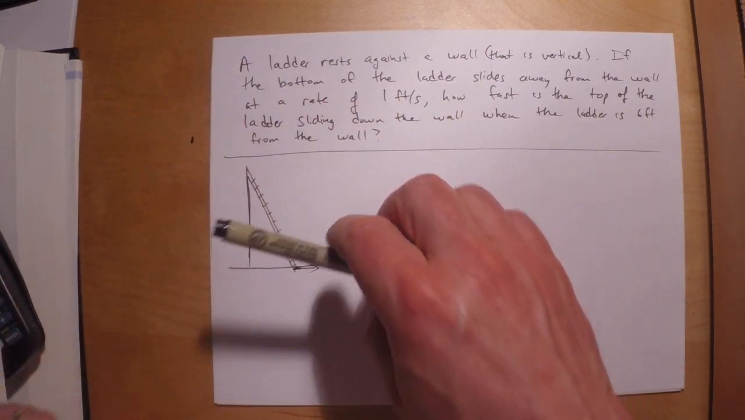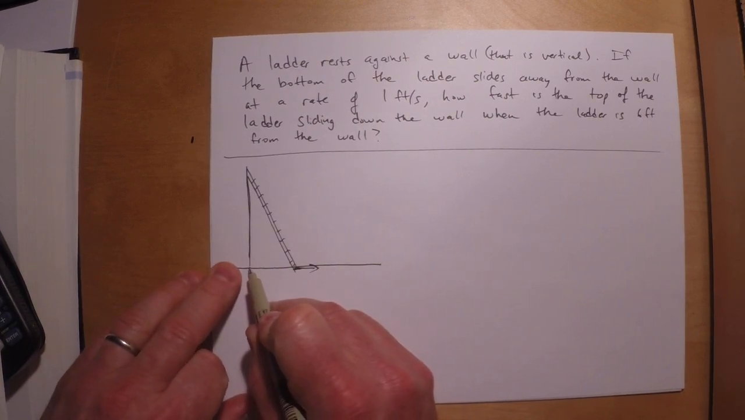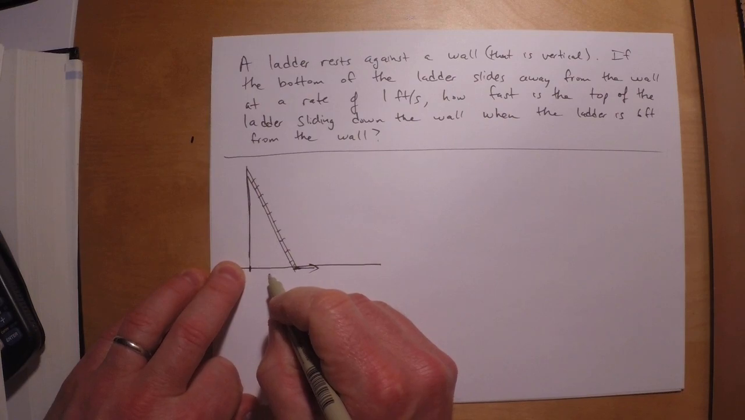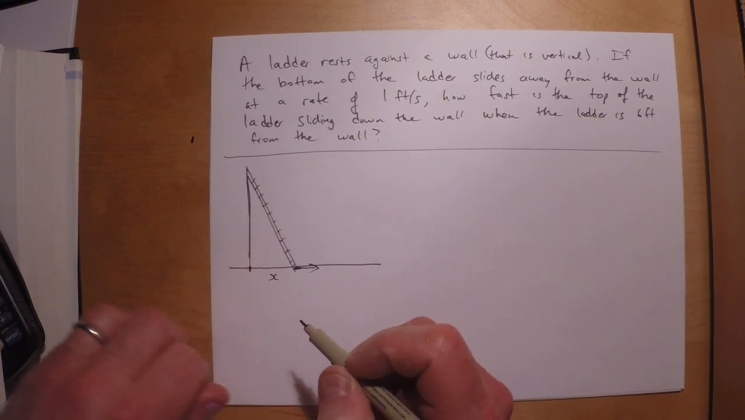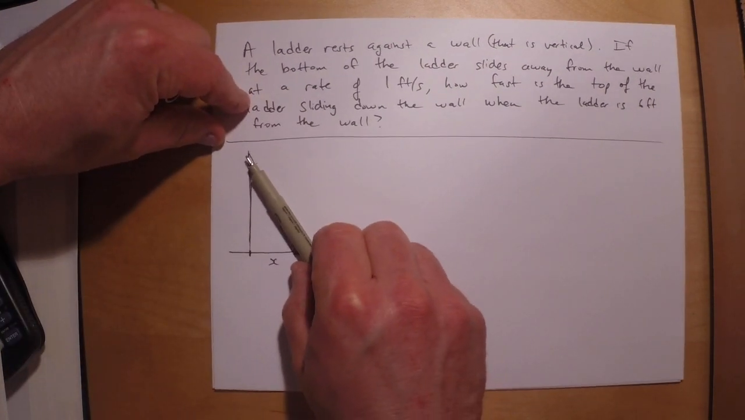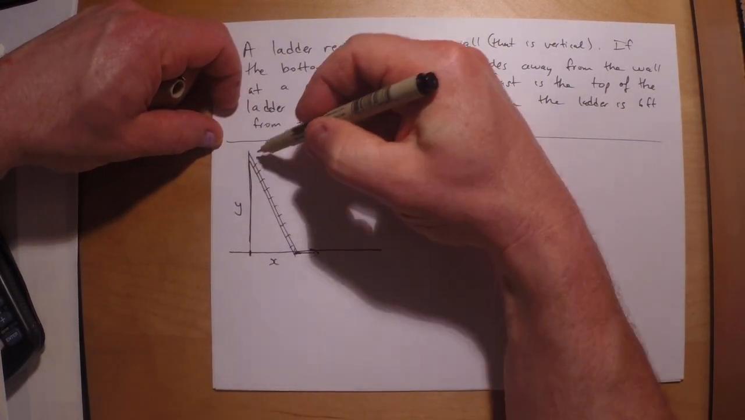Foomp. So at that point, I'm going to think about what's changing. The distance from here to here is changing throughout that entire movie. So I'm going to call that, for lack of a better letter, X. Sounds like a good one. This distance here is also changing as the movie plays out. That distance is going down, so I'm going to call that Y.